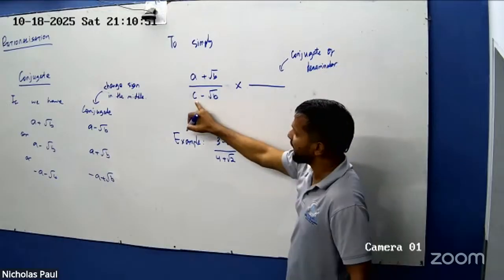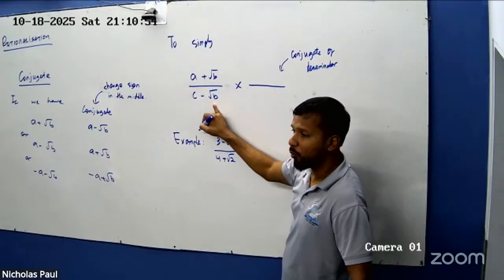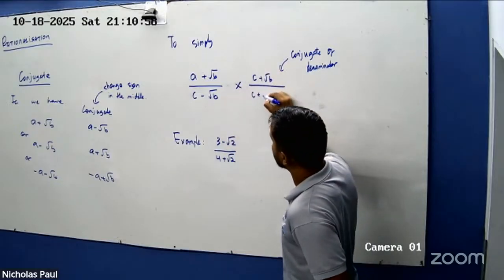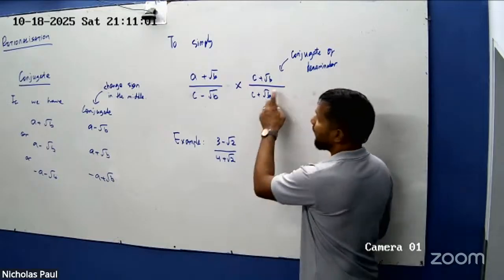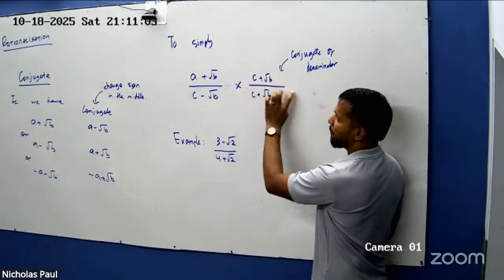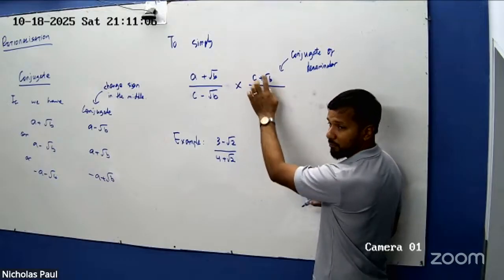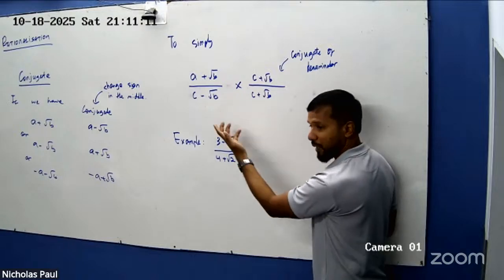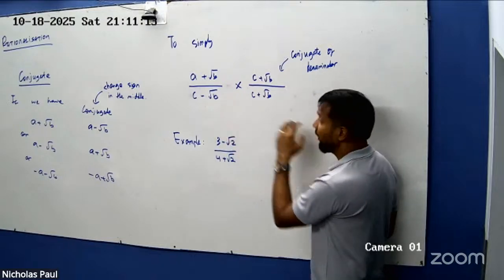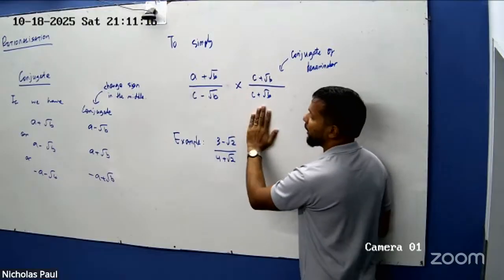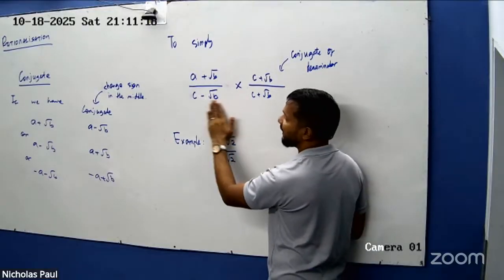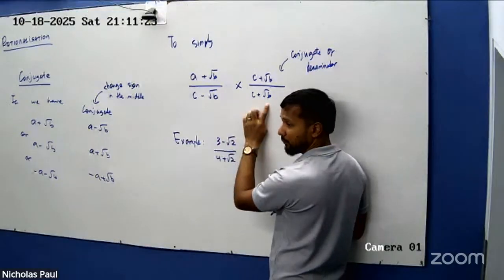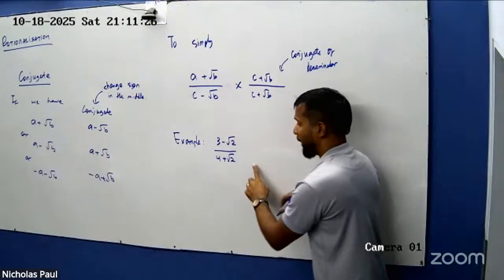So your denominator is C minus root B. What's the conjugate of that? C plus root B over itself, C plus root B. If you multiply something by this, technically this is 1. If you multiply anything by 1, you'll get back the original thing. So we're not changing the value. All we're going to do here is simplify the denominator and get rid of the surd.